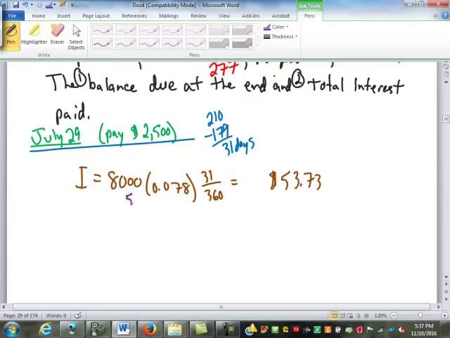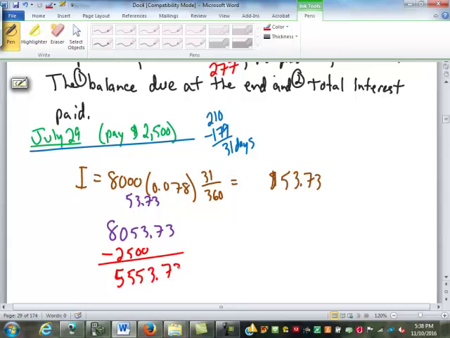So we add that back on. We have $8,053.73. We shall subtract the $2,500 payment. We are at $5,553.73. That's our balance after that payment.